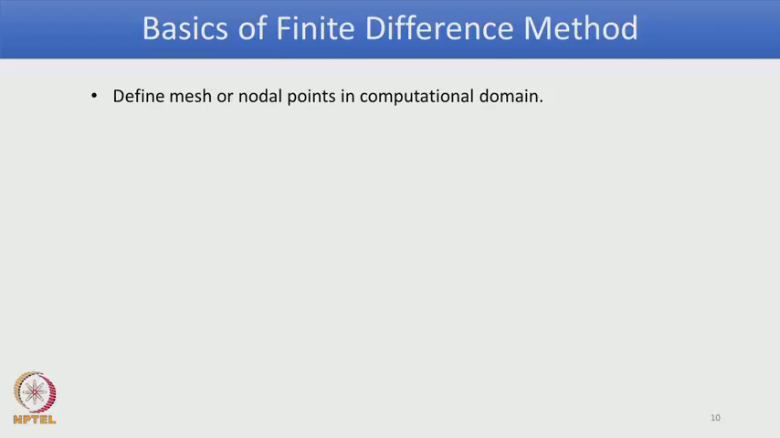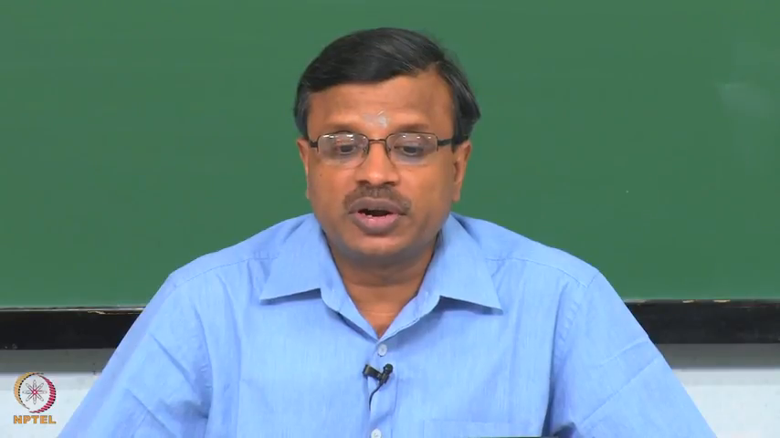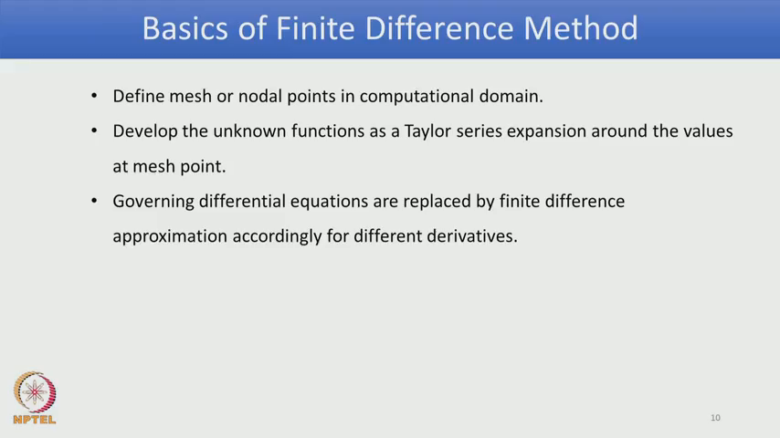Now, let us see some important aspects of the finite difference method. Again, as we did in finite volume, here we talk about individual nodes. So, define mesh or nodal points in the computational domain, then develop all the functions as a Taylor expansion around the values at each mesh point. The entire governing differential equation is now replaced by a finite difference approximation, accordingly for the different derivatives.